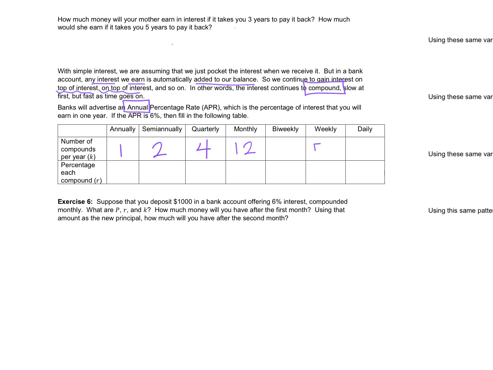And just in case you didn't know, there are 52 weeks in a year. And so bi-weekly would mean every other week. So that would be 26. And then we have daily, which will go with 365.